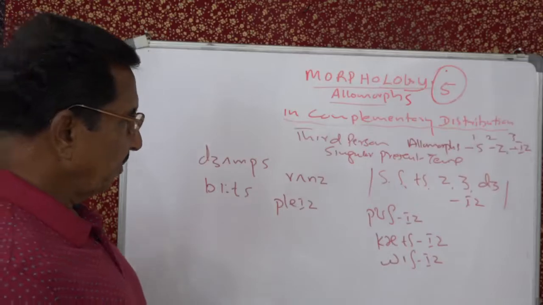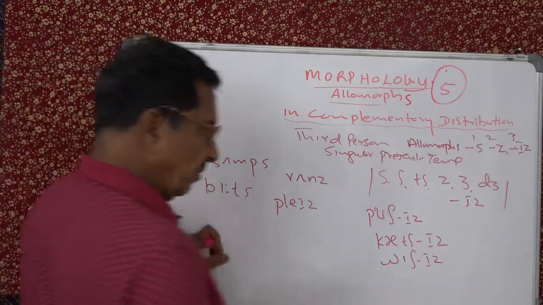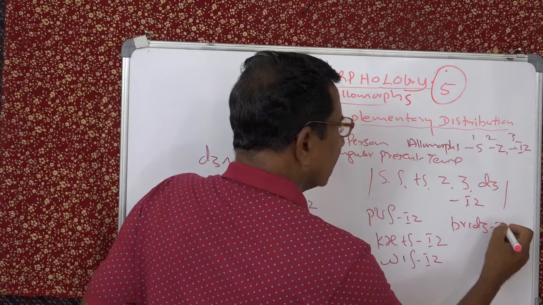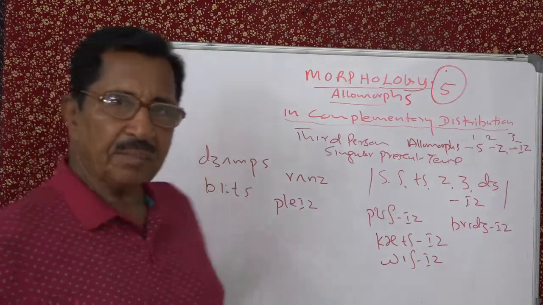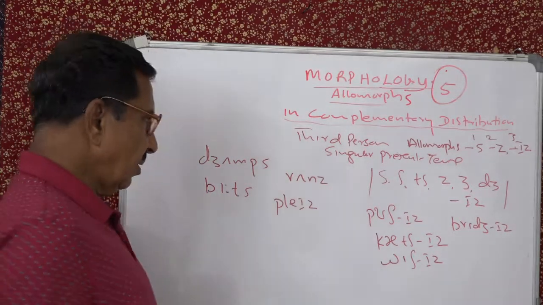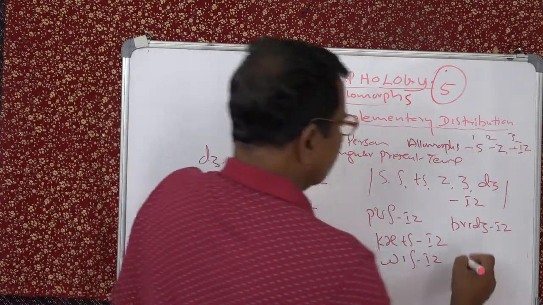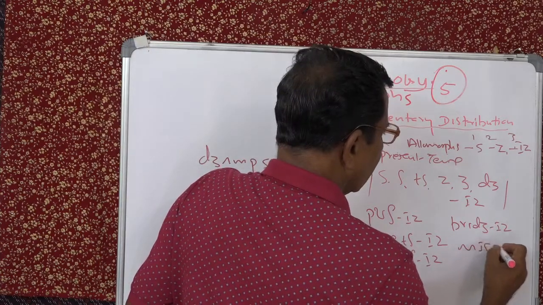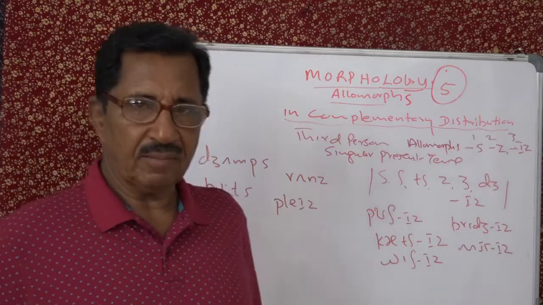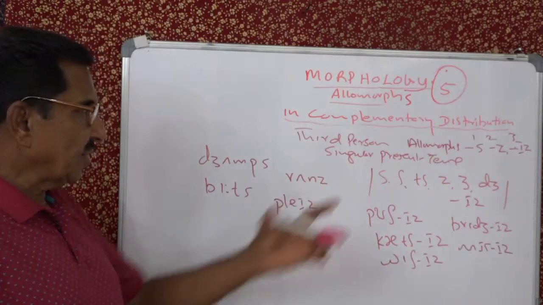So then yes, bridge, a verb also. Bridging, bridges. He bridges the gap. So that is bridges. Then you have got miss. You missed something, no? He misses the mark. Misses. Same. Understand?